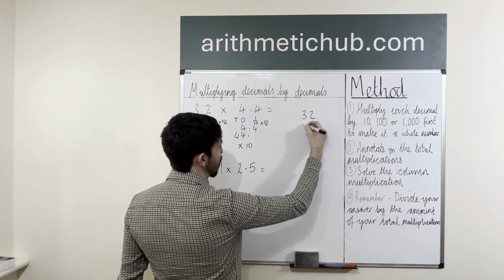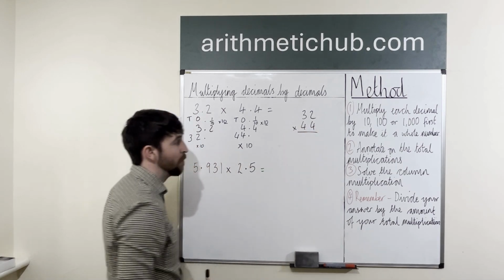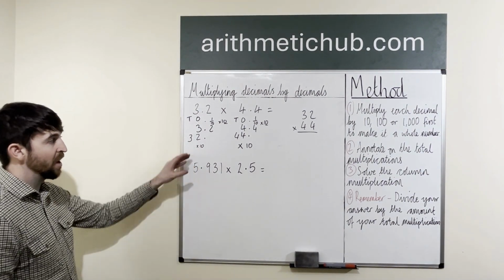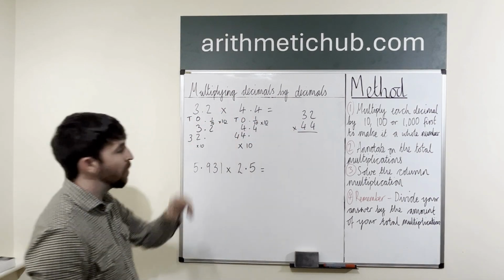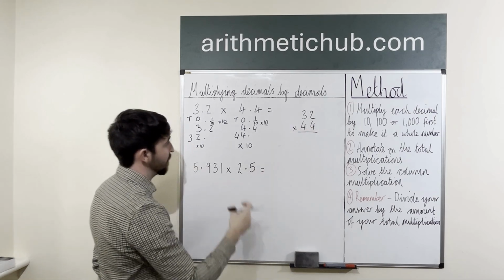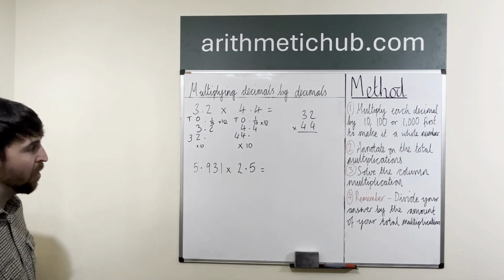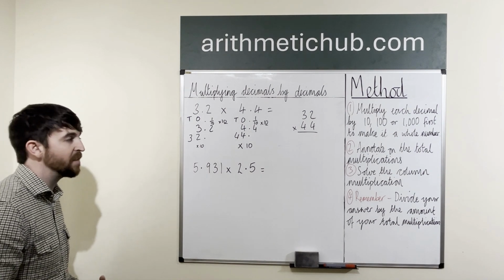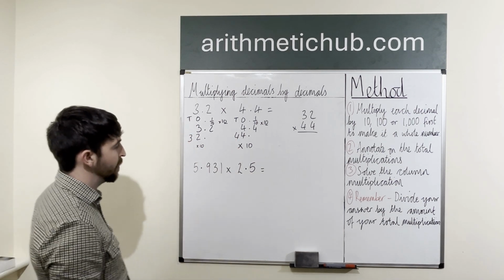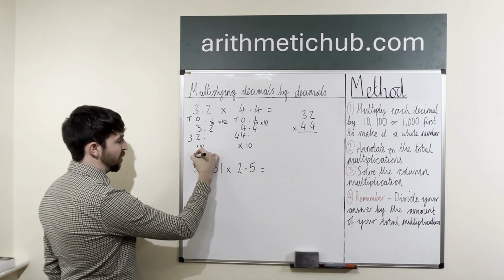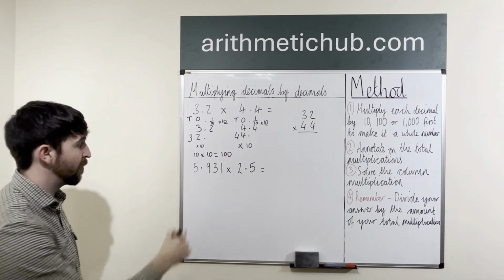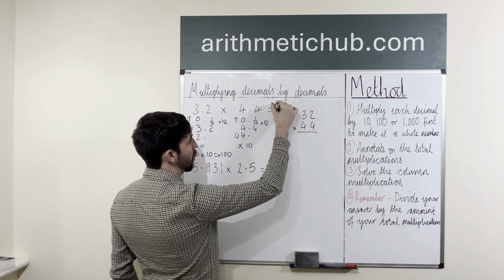So my column multiplication is now going to look like this. That's a quite simple column multiplication to do, isn't it? But the second part of my method says annotate on the total multiplications. Now, answering 32 times 44 isn't the same as answering 3.2 times 4.4 because obviously 3.2 is a lot smaller than 32 and 4.4 is a lot smaller than 44. So your answer isn't going to make sense if you just do 32 times 44. What we've done here is we've multiplied 32 by 10, we've multiplied 44 by 10. So in total, we've done 10 times 10 for both of these numbers. We've multiplied them by a total of 100.